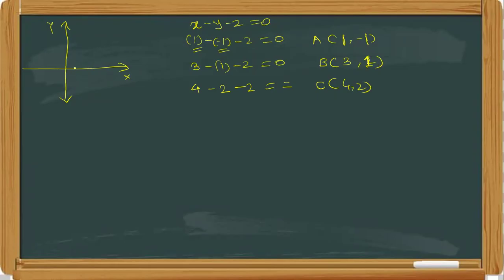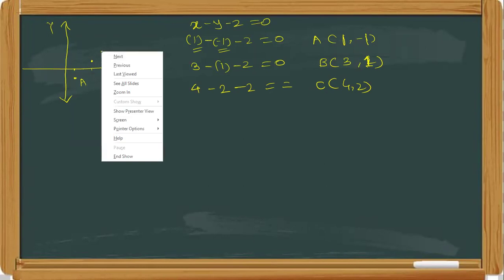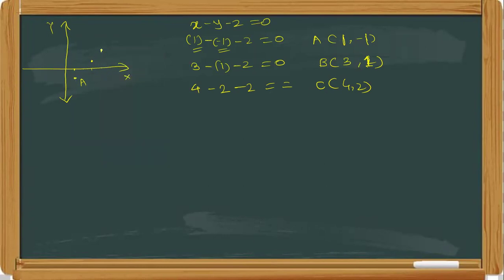So (1, -1) will be here. This point is A. Then (3, 1), this will be point B. And (4, 2), here it will be the third point, point C. Now when we join these three points together, it will be a straight line.